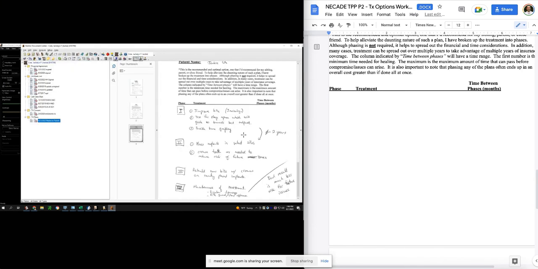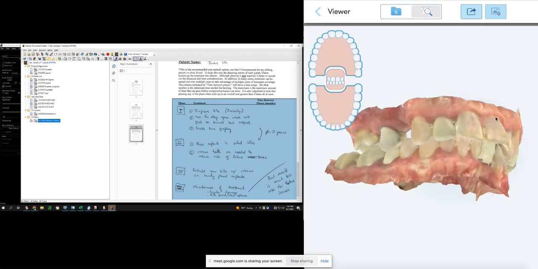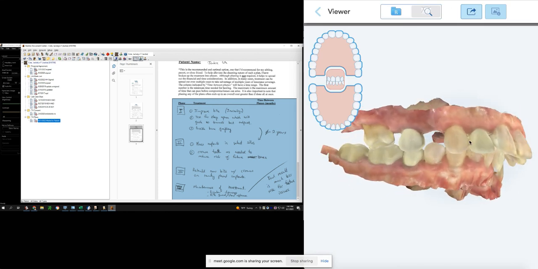All right, so I didn't spend a whole lot of time in this. I'm just trying to give the patient a very broad picture on what could be done. So first thing I said is improve bite. Let me bring up her iTero scan. Let's leave it right there. All right. First step in phase 1, improve the bite.